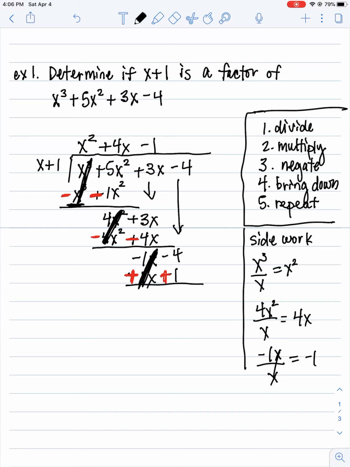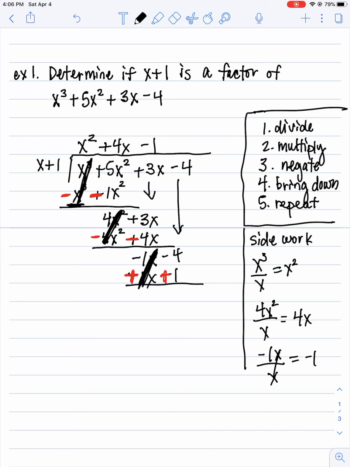Take a look here. Negative 1x and positive 1x. Oh, it crosses out again, guys. And negative 4 plus 1 is a negative 3. So guess what that negative 3 is? Well, there's nothing else to bring down, which means that negative 3 is our remainder. That's our remainder of negative 3.